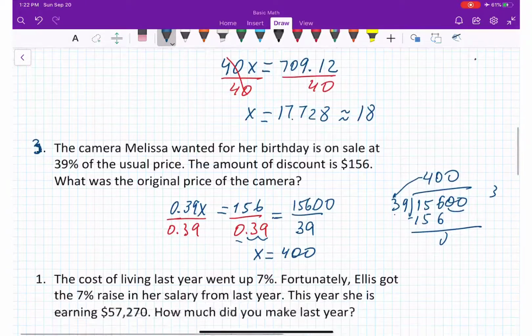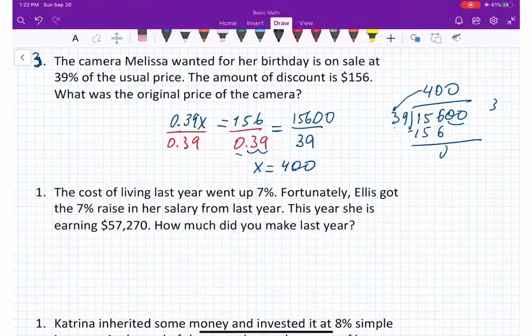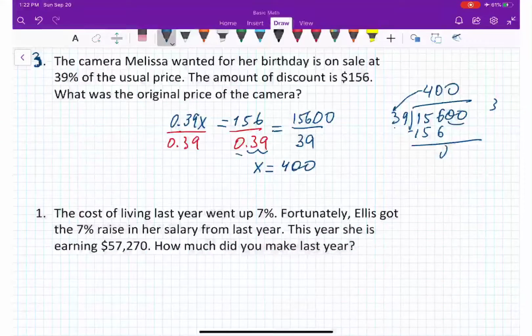System has messed up, everything is put as number 1. Okay, moving to question number 4.